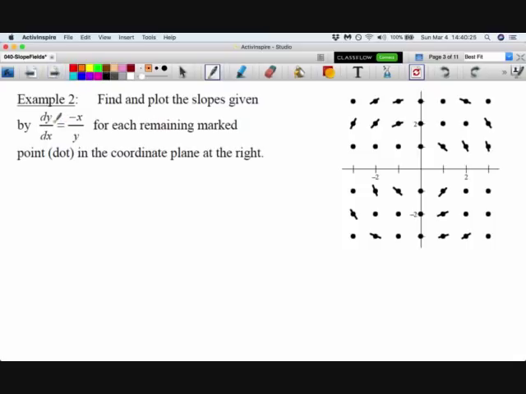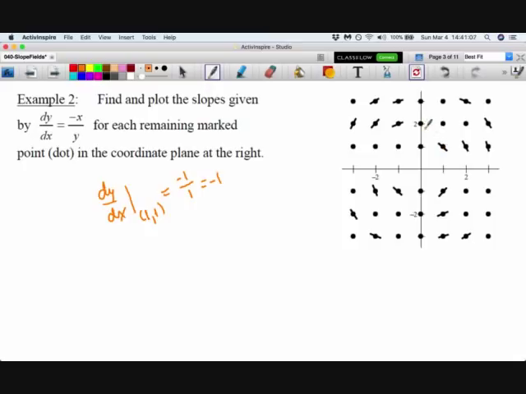Find and plot the slopes given by dy dx equals this, our same differential equation, for each remaining marked point. This is just an easy activity. You want to try to graph each slope as you go. So over here, where we have 1, 1, we would have dy dx evaluated at 1 comma 1 would give us -1 over +1, or a slope of -1. So this little line here, we picture as having a slope of -1.